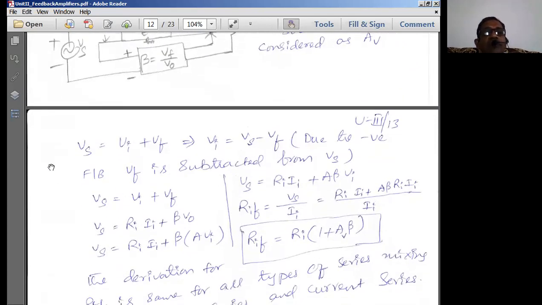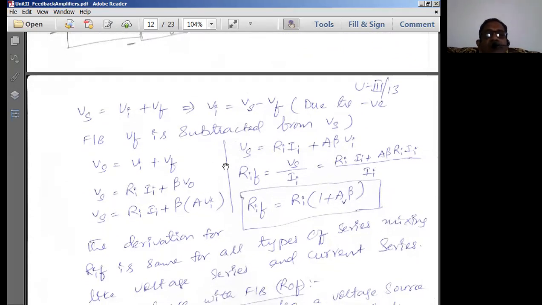Now, the general formula we just wrote is Vs is equal to Vi plus Vf. So which implies Vi is equal to what? Vs minus Vf. This is due to negative feedback. Vf is substituted from the Vs figure, subtracted from the Vs because of negative feedback. So from this, I can get this. Either way around, I can write these equations.